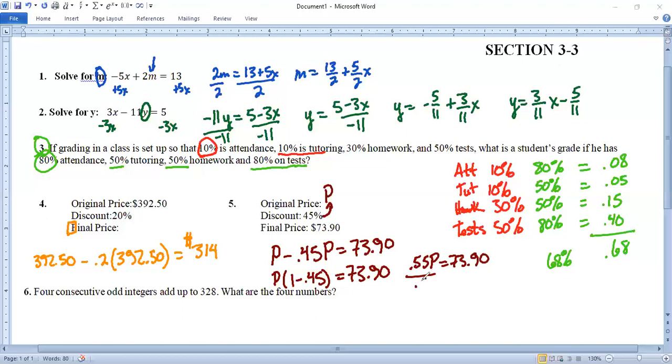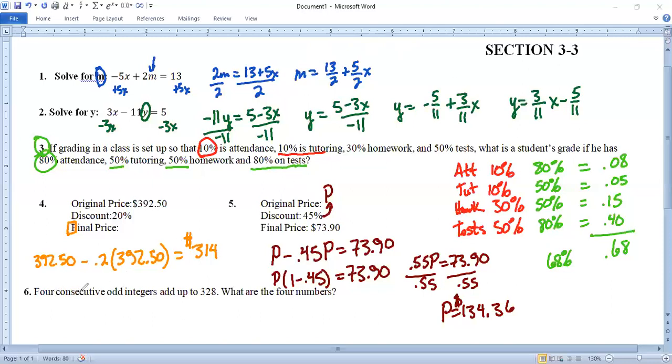Then divide by 0.55, divide by 0.55. Let me punch that in, 73.90 divided by 0.55, and we end up at $134.36. So p equals 134.36. And it should make sense that the original price was more than the final price because there was a discount that took it down to $73.90. Good.